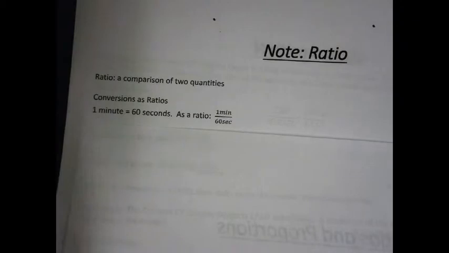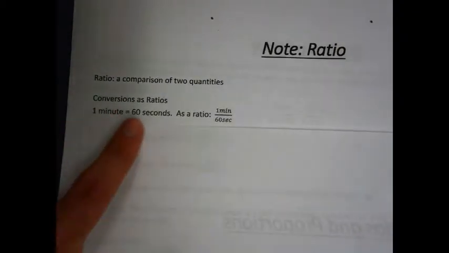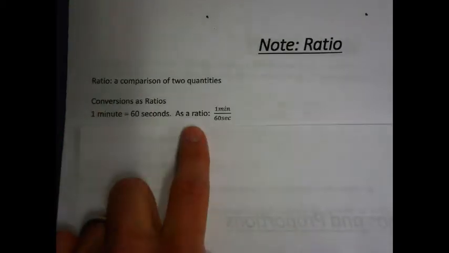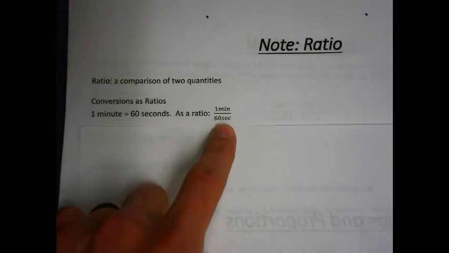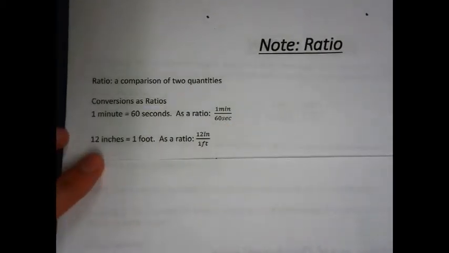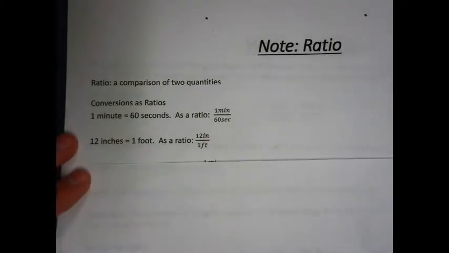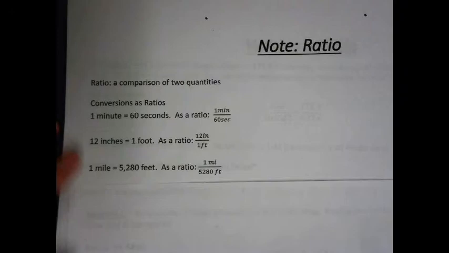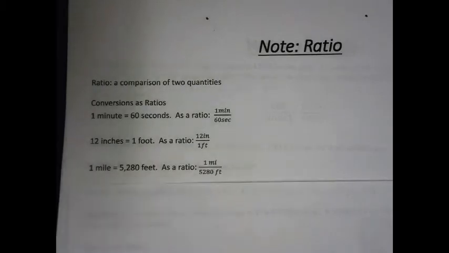We know about a minute, right? We talk about time, tick-tock, tick-tock. 1 minute is 60 seconds. That's a ratio. It's 1 minute to 60 seconds. We're going to use this a little bit later. And we talk about inches to feet. Well, 12 inches is 1 foot. As a ratio, 12 inches is 1 foot. We can talk about miles, right? 1 mile is 5,280 feet. So as a ratio, 1 mile is 5,280 feet. And so when we talk about conversions, we can talk about ratios.